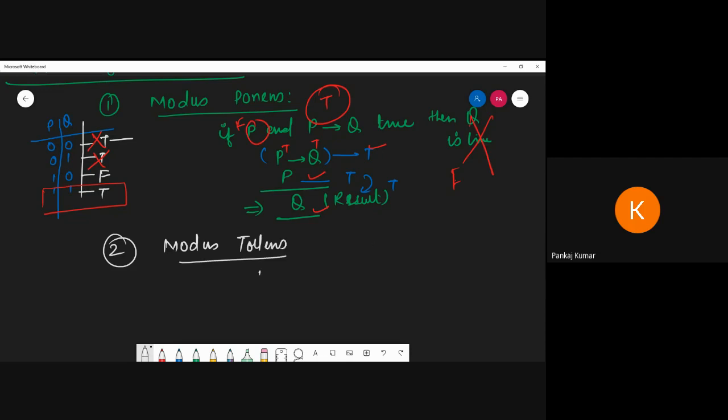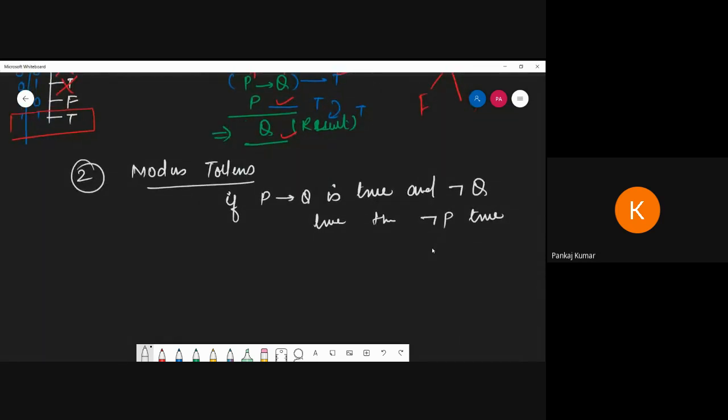Okay, so inside that, if P implies Q is true and the negation of Q is true, then we can conclude that the negation of P will also be true. So if P implies Q is true, this whole statement is true, and this is also true, then the negation of P will be true, based on P implies Q.